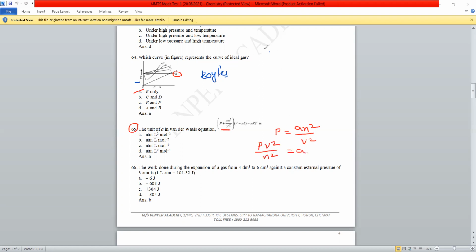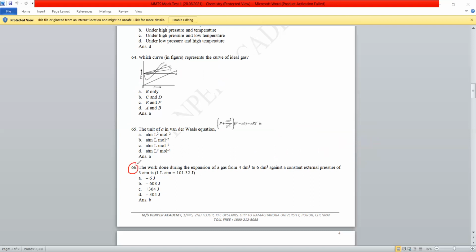As we know very well, the unit of pressure is atm. Volume V is in liters. So atm liters square, divided by n, moles square. So liter square atm mole inverse. Option A is the correct option. This is a direct question they have asked about units.